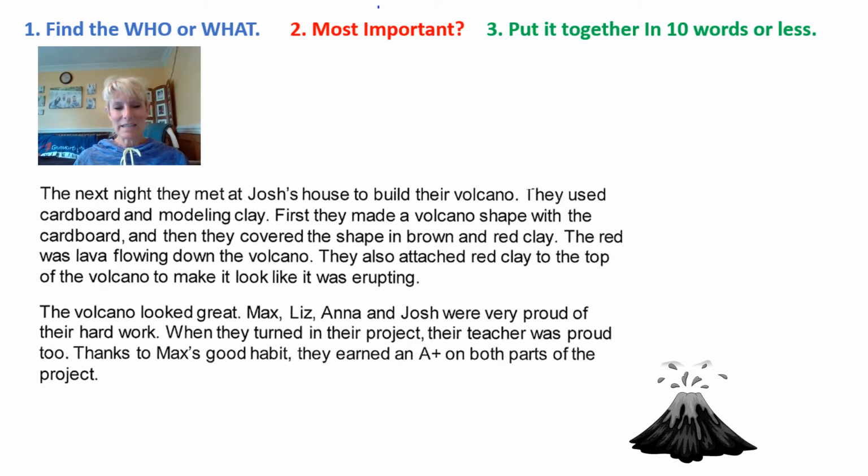The next night, they met at Josh's house to build the volcano. They used cardboard and modeling clay. First, they made a volcano shape with the cardboard, and then they covered the shape in brown and red clay. The red was lava flowing down the volcano. They also attached red clay to the top of the volcano to make it look like it was erupting.